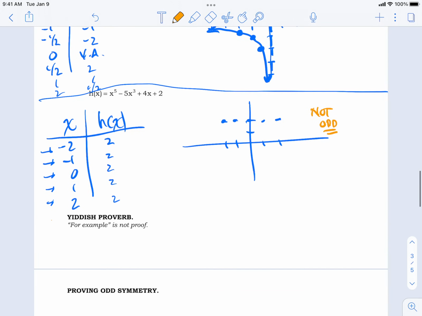And so this is kind of that Yiddish proverb again, except I want to extend the statement here. For example is not proof, but it only takes one counterexample to prove it's false. In other words, to prove that this is not odd, one counterexample was enough. As soon as you had this point and this point, you'd say, hey, that's not reflected through the origin. That's not an odd function. So that's actually pretty strong.